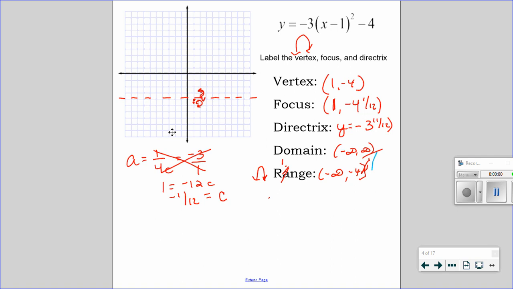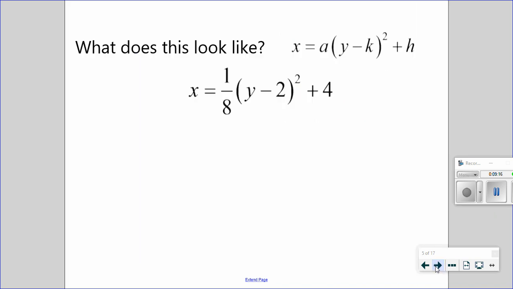So now my little cheat, I can go over 1 to the left and right, and this time I can go down 3 to find the width. And it makes sense because it's a thin parabola. Great. Okay, so now we're going to look at the left and right ones.